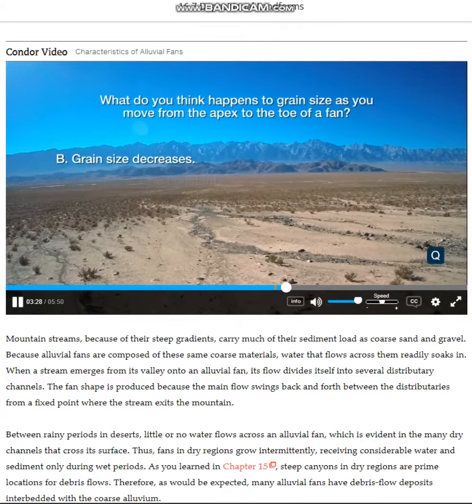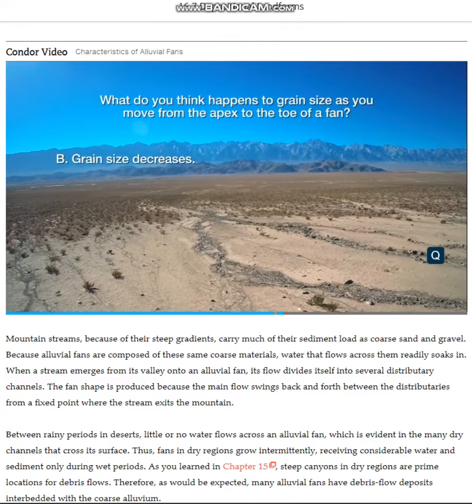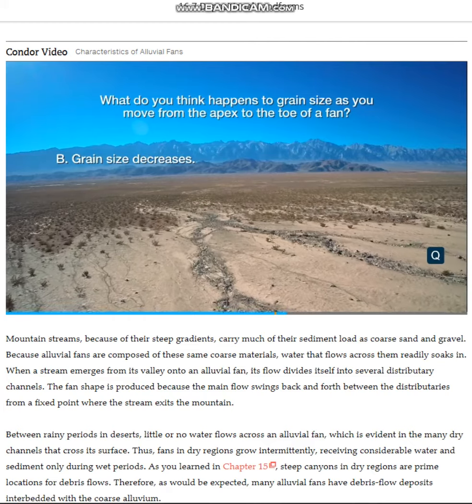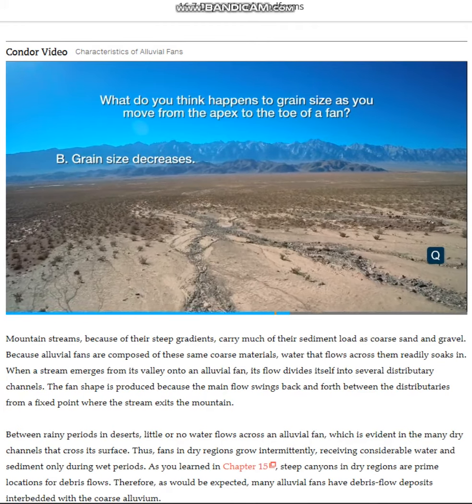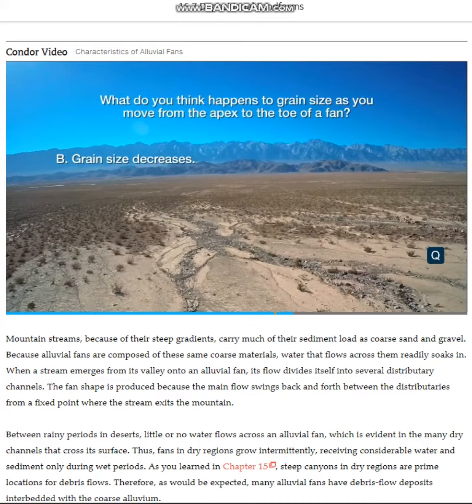The correct answer is B. The velocity of water that is transporting sediment decreases moving downslope, causing larger particles to be deposited near the apex and smaller particles to be carried further toward the basin's center.